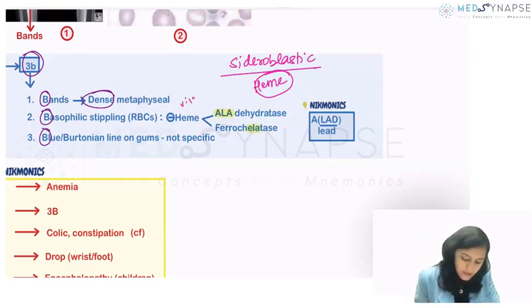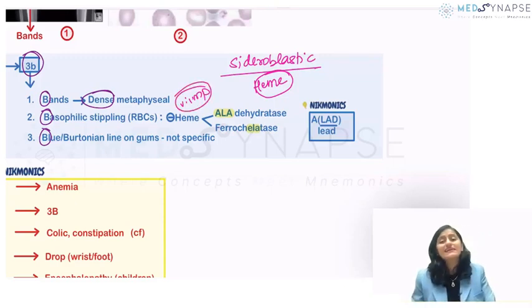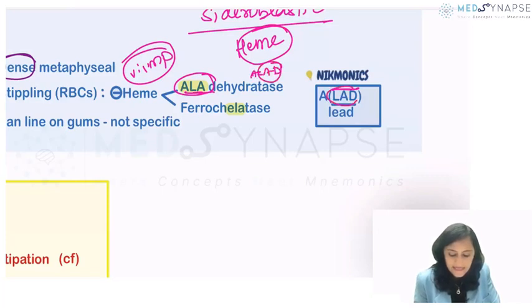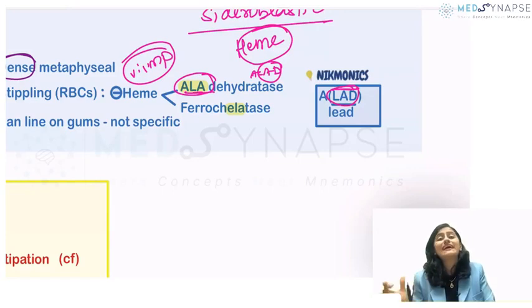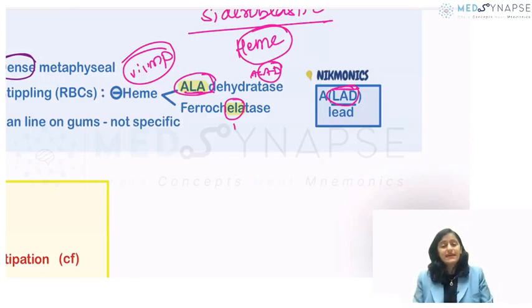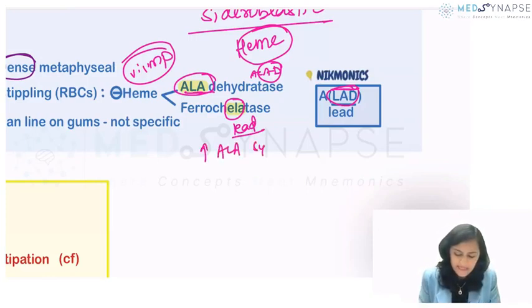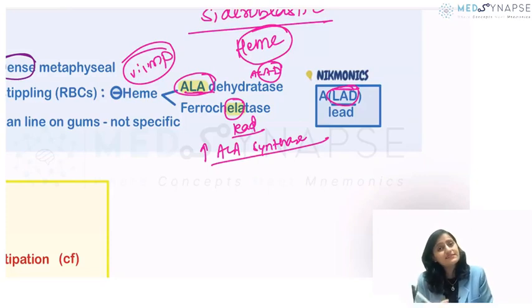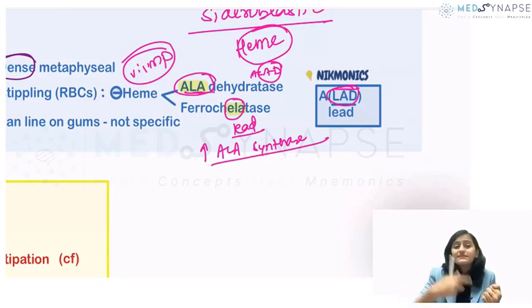So very, very important question. Never ever forget this: lead inhibits what enzyme in heme synthesis? So remember, lead, ALAD. It inhibits your ALA dehydratase. ALAD is lead. Lead inhibits ALA dehydratase, not synthase. Plus it inhibits your ferrochelatase. So lead inhibits two enzymes. What levels does it increase? It increases the activity of ALA synthase because the heme is not getting synthesized. So the rate limiting enzyme ALA synthase will get overactivated.